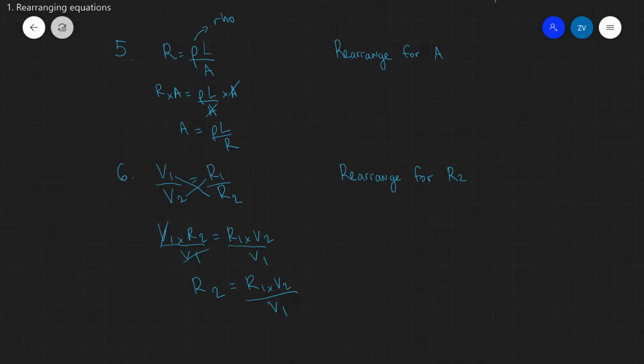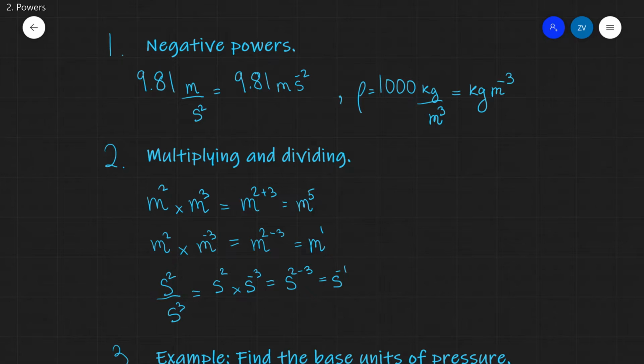Now let's look at number 2 on the list. Right, on to number 2, powers. Let's start off with negative powers. Very often in A-level physics, you're going to find that we write numbers such as 9.81 meters per second squared, rather than divided by second squared, we would often tend to write them as 9.81 m s to the power of -2.